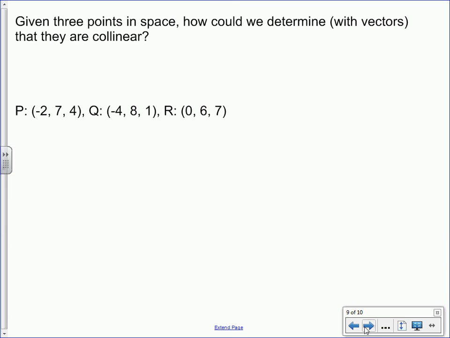Okay? So using that, this is something that we did not do. I would like to know, if I give you 3 points, how could we figure out if they are collinear? Given everything we just talked about, I give you 3 points. How could I figure out if they are on the same line? Okay, and how would that help us?